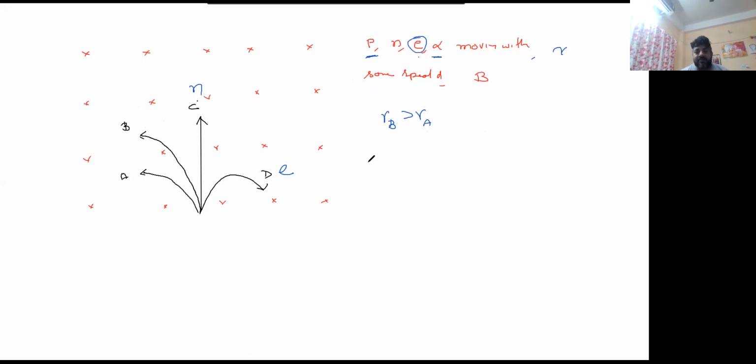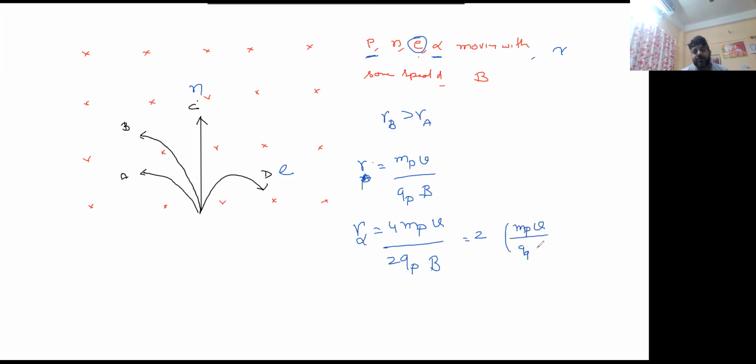of A. Now see which of these is the proton and which is the other. For A, if we take the radius of the proton, it will be mass of the proton, velocity is the same, charge of the proton, magnetic field is the same. For alpha particles, 4 times the mass of the proton, velocity is the same, 2 times the charge of the proton, magnetic field is the same. That means this is 2 times mass of proton, velocity by charge of proton, by magnetic field. That means the alpha particle is 2 times greater than the proton.